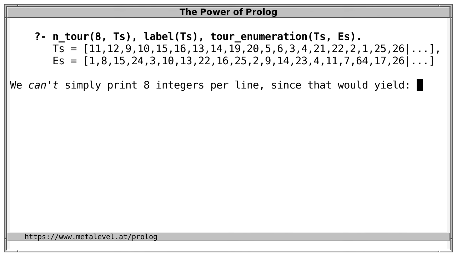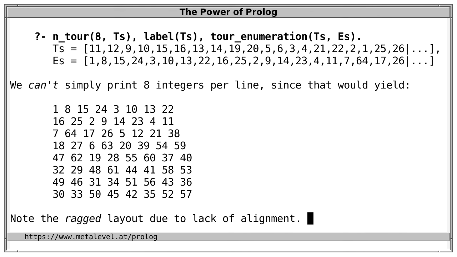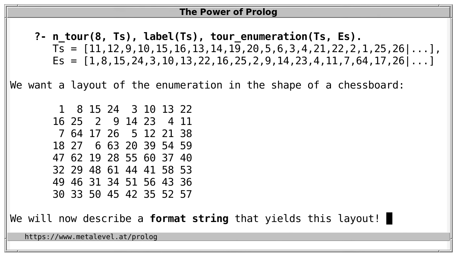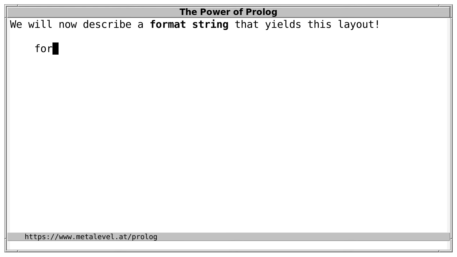And we can't simply print this list as 8 integers per line, because we would get this ragged layout due to the lack of alignment, because the integers have different numbers of digits. What we want is of course a layout like this, in the shape of a chessboard. And we can read off the tour, 1, 2, 3, 4 and so on, okay? How do we get this layout? Well, one way is to describe the layout with a format string, and that's what we'll do now.